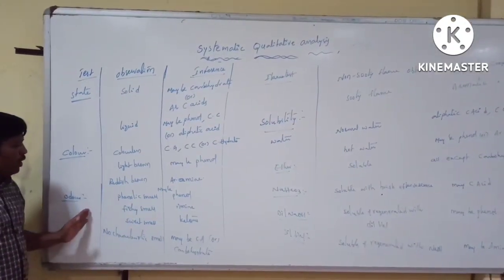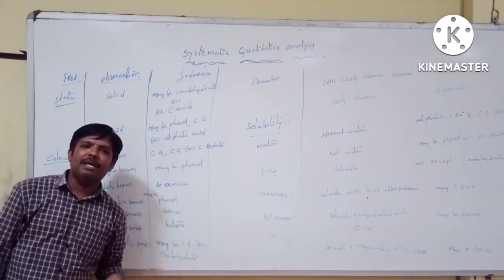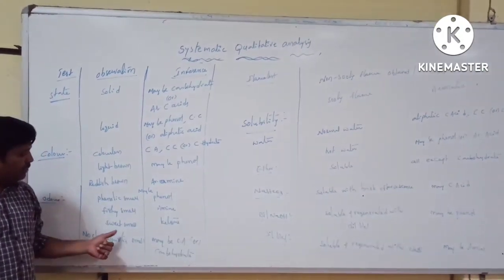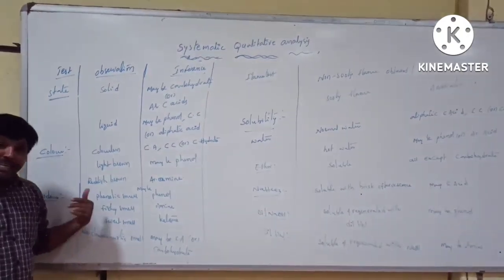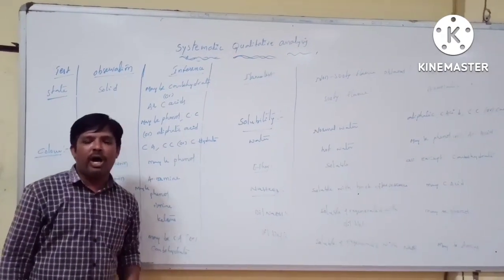Then we go for odor. If a phenolic smell appears, maybe it is phenol. Fishy smell, amine. Sweet smell, ketone. If no characteristic smell is observed, maybe carboxylic acid or carbohydrate.